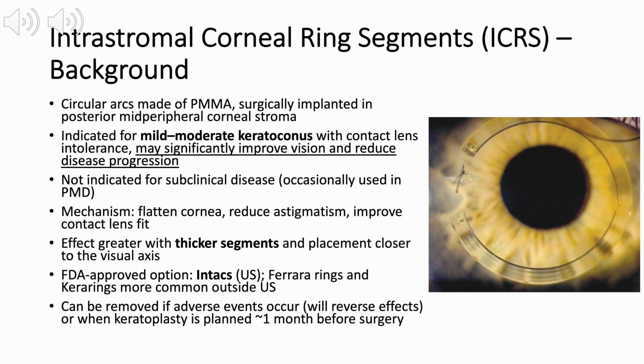The accompanying figure illustrates the placement of intrastromal corneal ring segments within the corneal stroma, showing how the arcs are symmetrically positioned to flatten and regularize the corneal contour. This visual highlights their role in reshaping the cornea mechanically to improve visual quality.